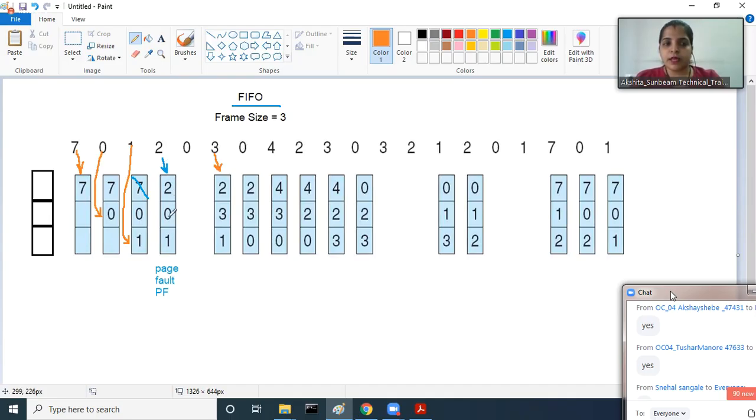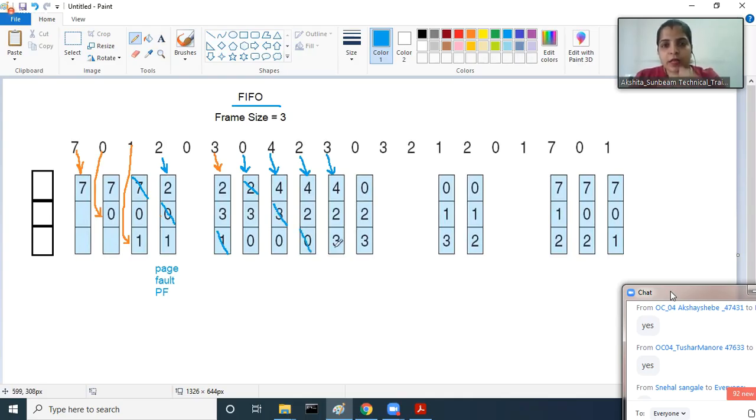Which page came later? It came after 7. So I have to basically replace the 0 with a 3. Next page came as 0. So again, here, this will be replaced with 0 because it came last. Next page came as 4. 4 will be loaded at this location. Next page 2 came. 2 will be loaded with 3, because 3 came after that. Next page 3, it will be loaded but replaced with a 0 because 0 came last.